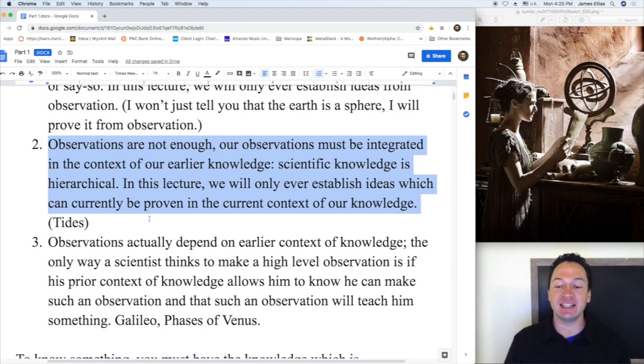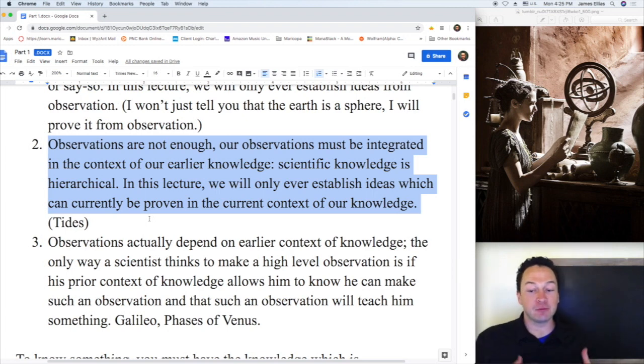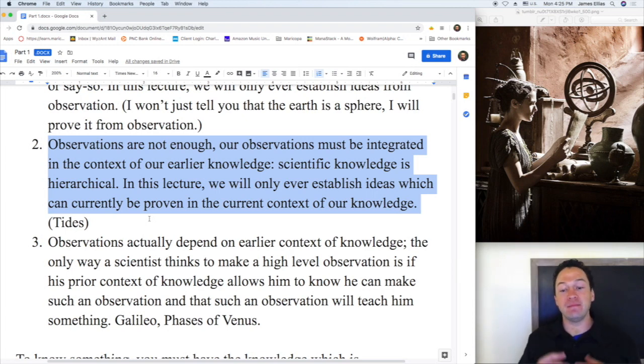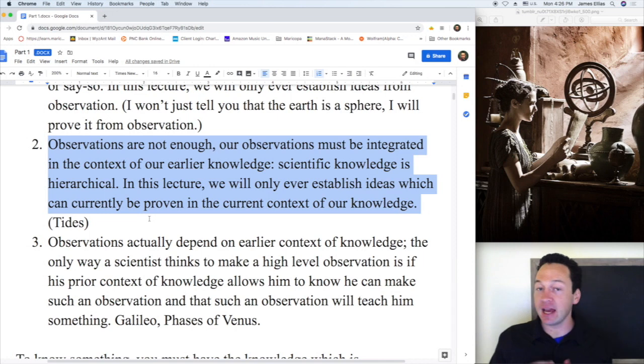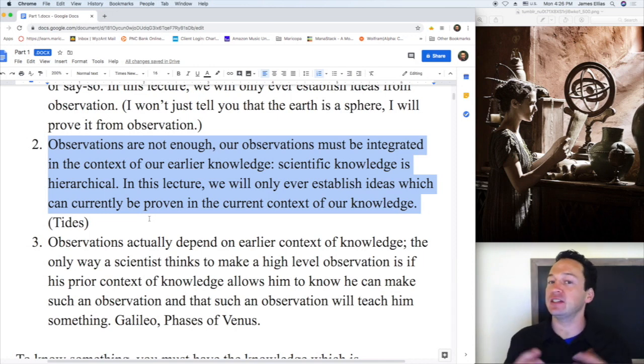The only way a scientist thinks to make a high-level observation is because his prior context allows him to make that observation. And his prior context also allows him to see that the observation might tell him something. One example of this is the following. A lot of people during Galileo's time, as you probably heard, thought that the Earth was at the center of the solar system and that the sun and planets went around it. Galileo, of course, thought that the sun was at the center and that the Earth and planets went around it.